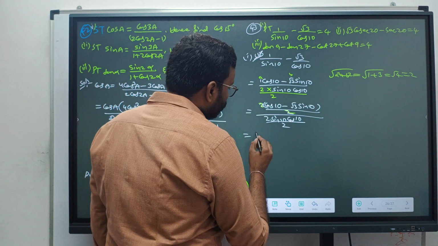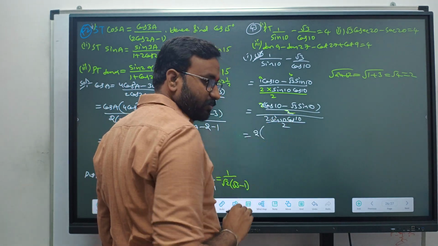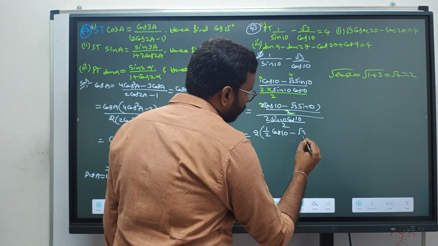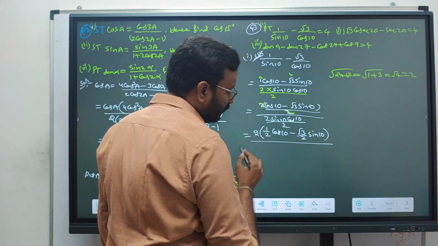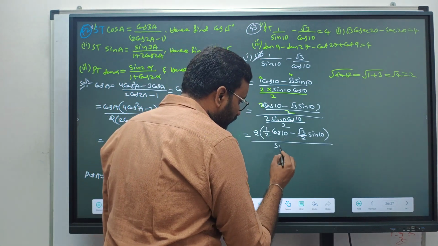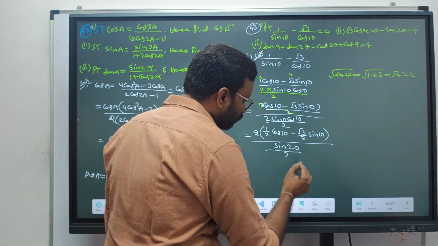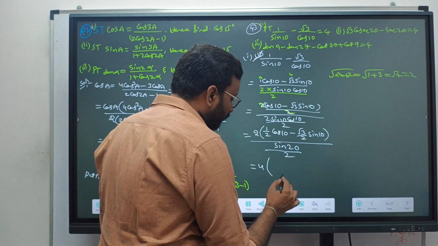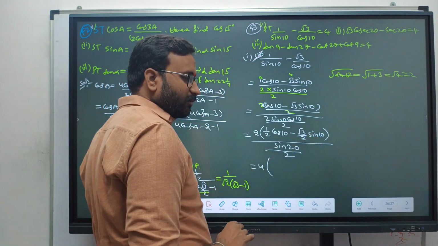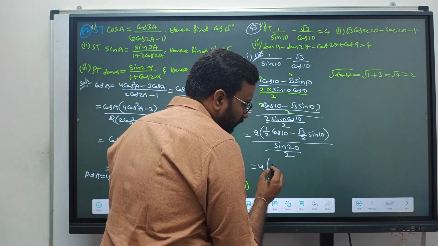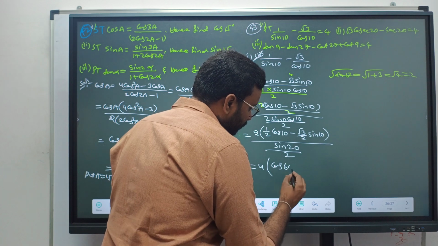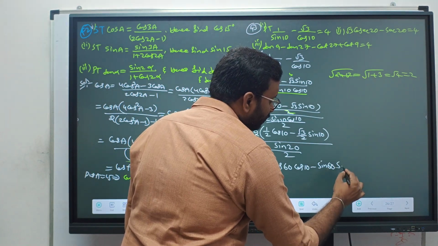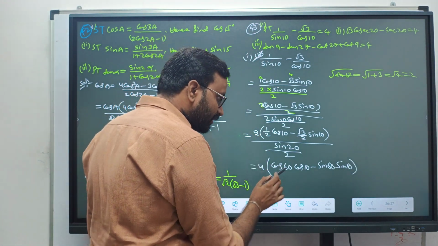Now what I am doing? 2 into, I am writing cos 10 by 2. This by 2 also we can write: 1 by 2 cos 10 minus root 3 by 2 sin 10. Any doubt? And this 2 sin 10 cos 10 will be sin 20, sin 2 theta by 2. You don't cancel these two. That is angle, this is number. Now this will be 4 bracket open 1 by 2 cos 10 minus root 3 by 2 sin 10. In place of 1 by 2 I write cos 60, and this is sin 60, root 3 by 2, sin 10. Or you can write this is sin 30, this is cos 30.